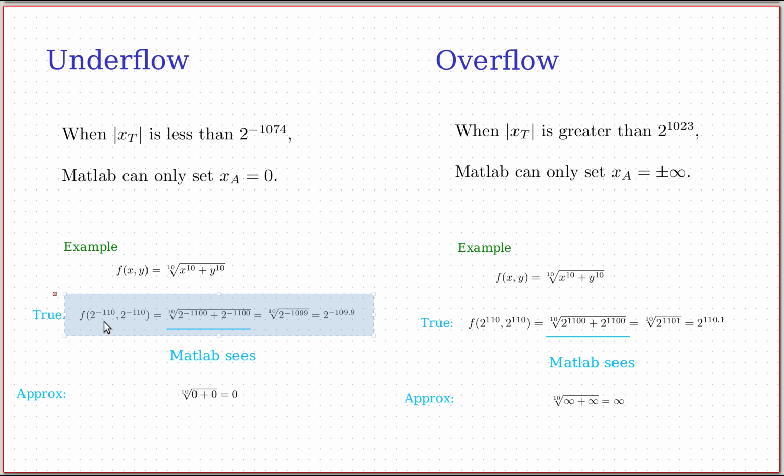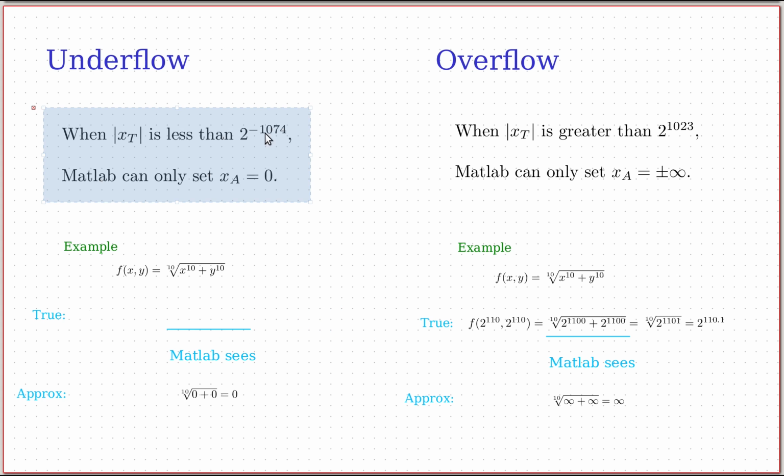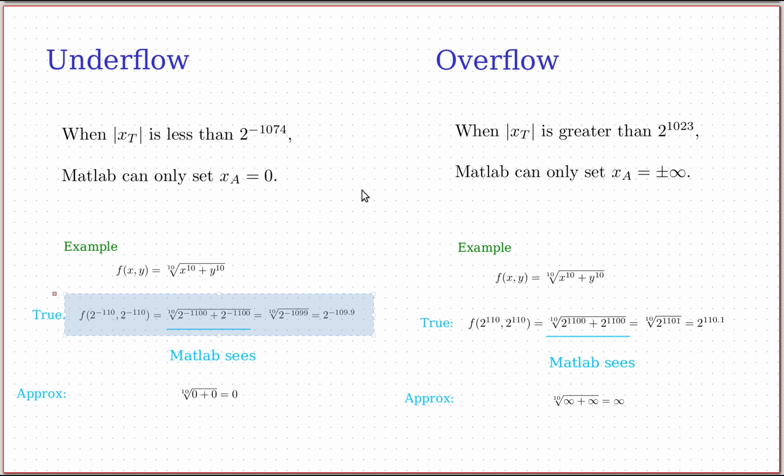So if you plug in those values, then x to the 10th becomes 2 to the negative 1100, and y to the 10th also becomes 2 to the negative 1100. Now, these numbers are too small to be represented on the computer. Remember that, as we saw earlier, the smallest positive number that can be represented on the computer is 2 to the negative 1074. These numbers, 2 to the negative 1100, cannot be represented, and so when MATLAB comes to this point in the calculation, it will see simply 0 plus 0 inside the radical. And then it'll take the 10th root of 0 plus 0, and it'll say the final answer is 0.